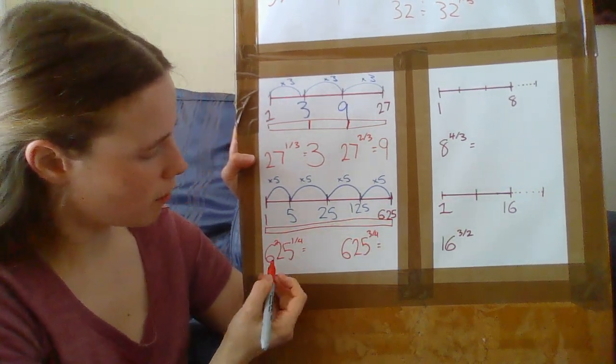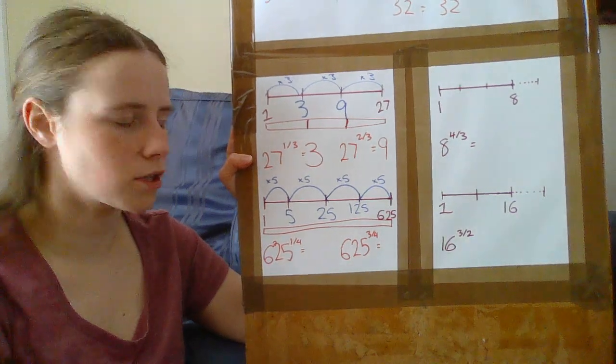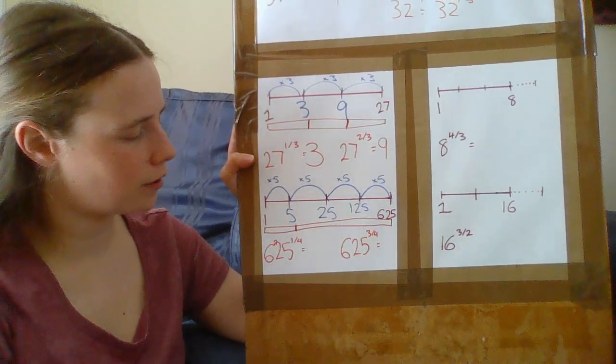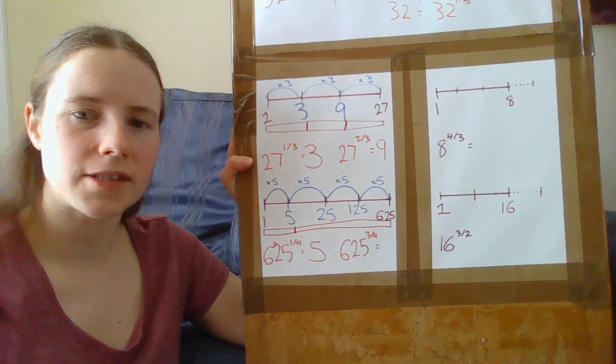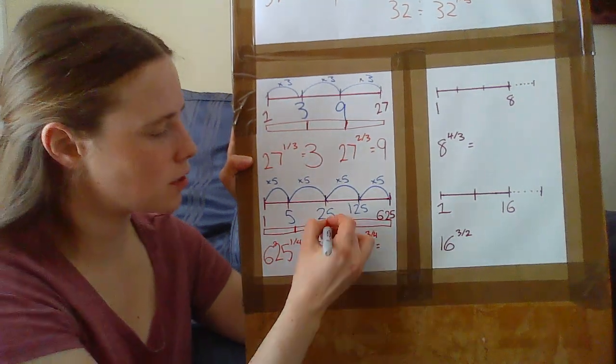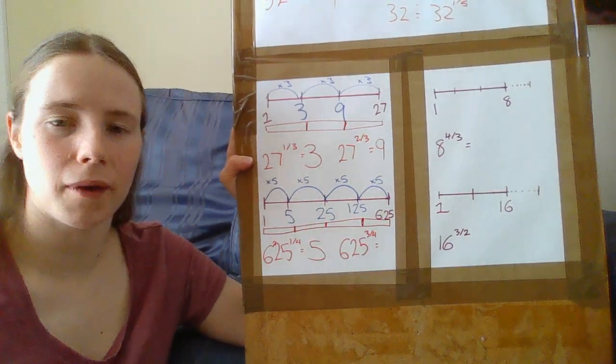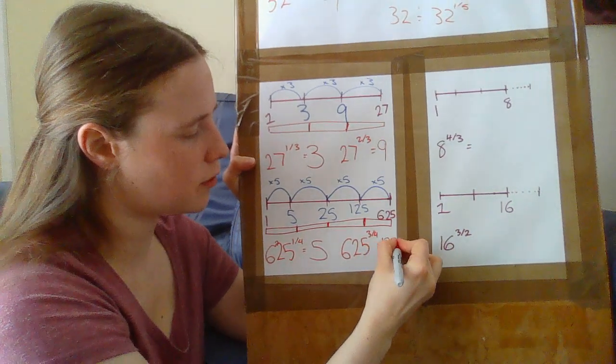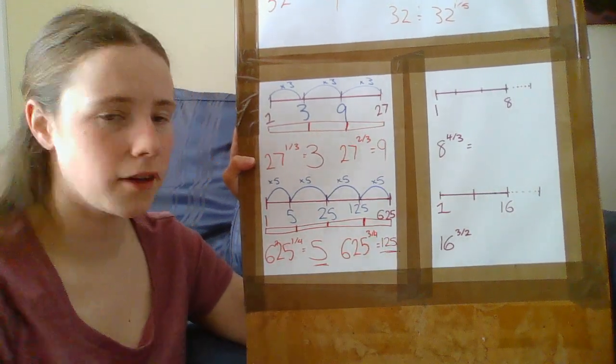Here it is. So if I want to get 625 to the 1/4, I'm going to go 1/4 of the way in, which is 5. For 625 to the 3/4, I'm going to go 3/4 of the way in, which gets me 125. Okay, so those are my answers for them.